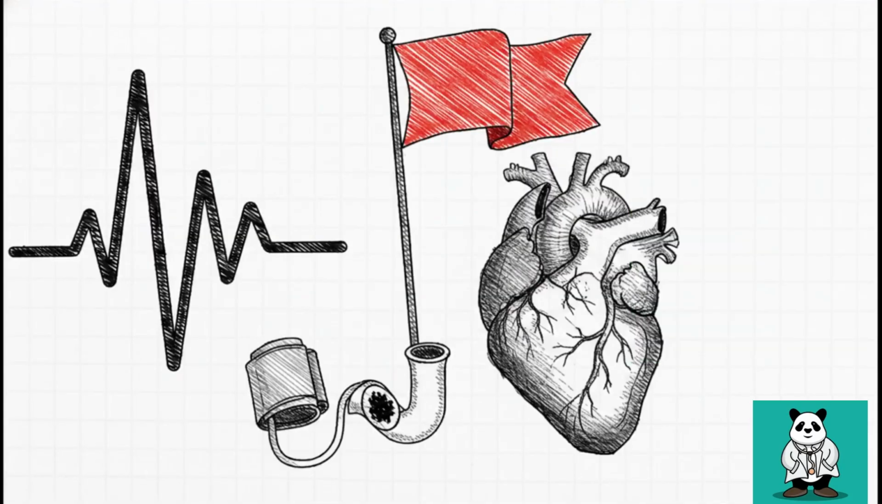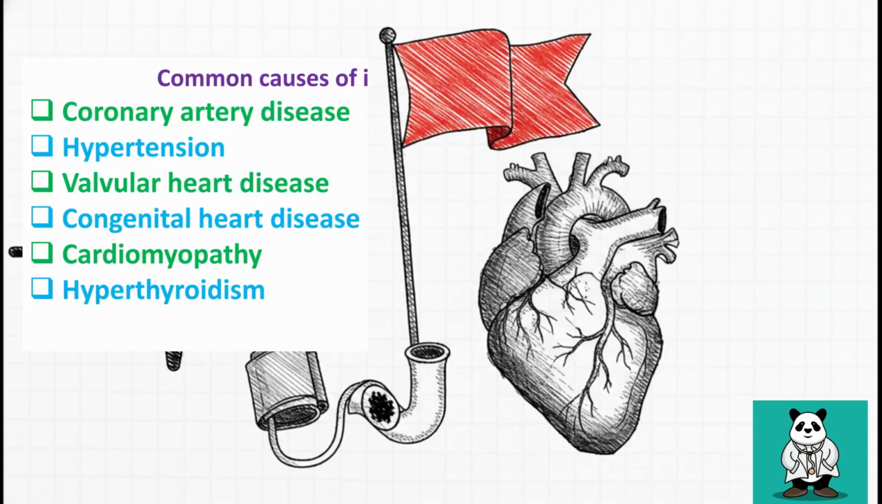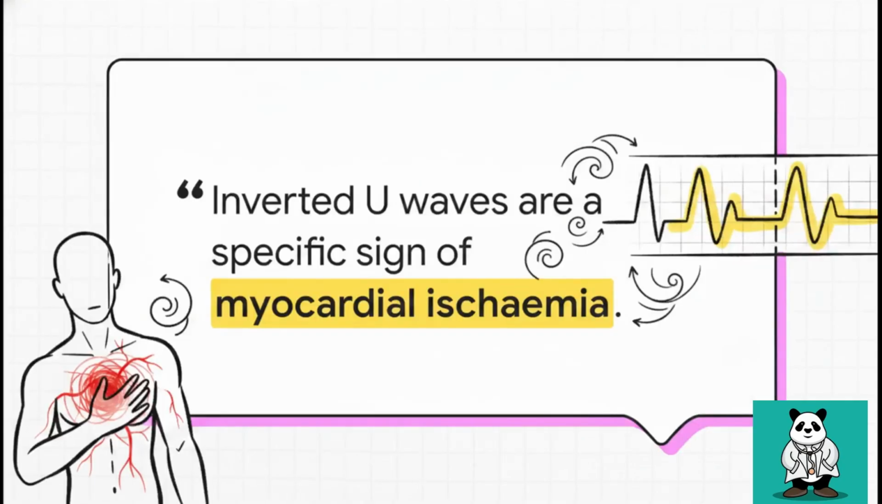The causes behind an inverted U wave are no joke. We're talking major structural and ischemic problems: coronary artery disease, severe hypertension, valvular heart disease, and cardiomyopathy. Seeing this inversion is essentially a massive, flashing red flag telling you there's significant structural pathology going on. And that brings us to the ultimate clinical takeaway of this whole explainer.